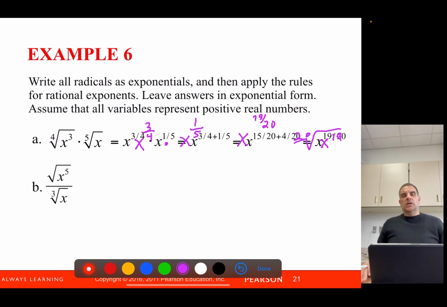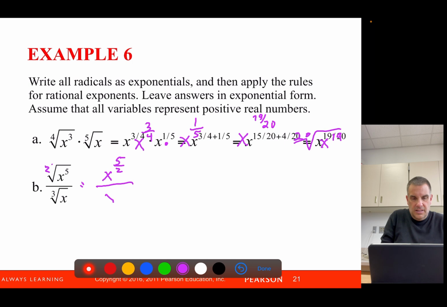So we've got, next one, the square root of x to the 5th divided by the cube root of x. So we're going to rewrite them. This is x to the 5/2. Remember, there's understood to be a 2 there if there's nothing there. And this is x to the 1/3. So which is bigger, 5/2 or 1/3? 5/2 is. So we're going to subtract now.